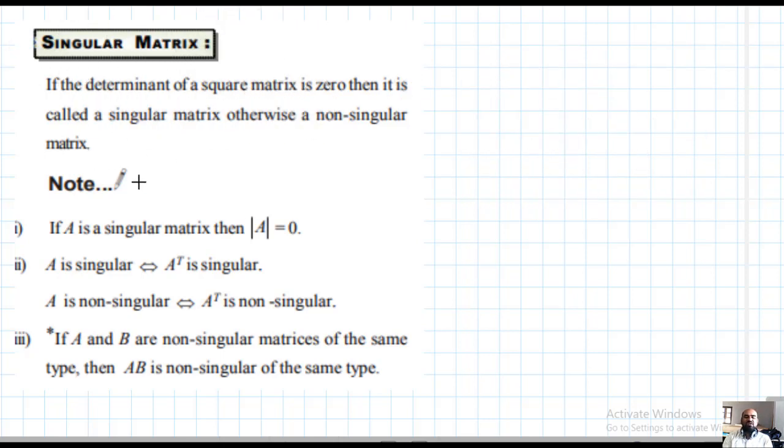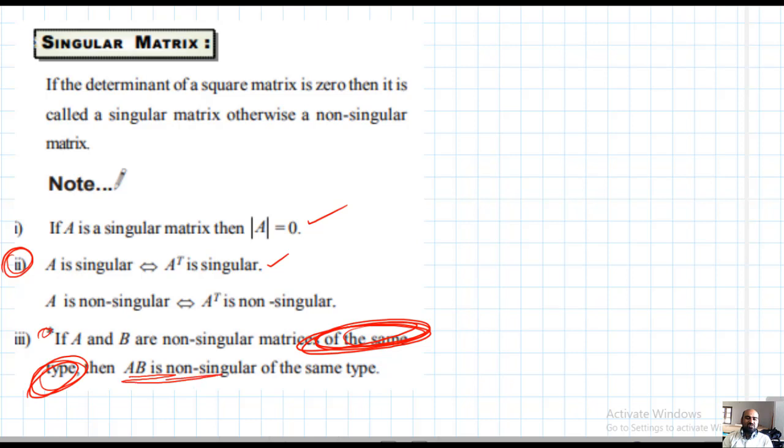Some important notes about singular matrices, students. If A is a singular matrix, then det A equals 0. If A is a singular matrix, then A transpose is also singular. Important. That is not a big problem. If A is non-singular, A transpose is also non-singular. But the third is important: if A and B are two non-singular matrices of the same type, then AB is also a non-singular matrix of that type.